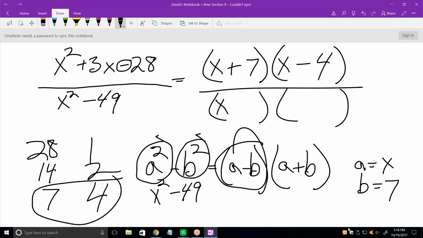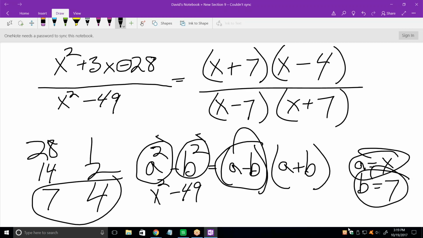A minus B? Yeah, it's x minus 7 times x plus 7. Okay, that's what I thought. But when I say A, in other words, A was x and B was 7, and I got B by taking the square root of that number. And it's always A minus B times A plus B. So you do that whole term first, and then the next term's automatic. It's just the conjugate.